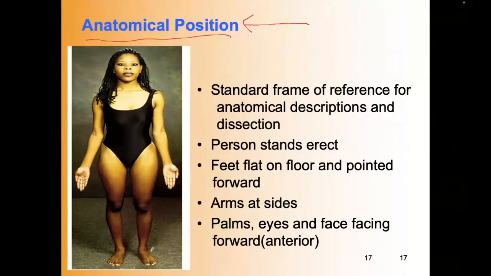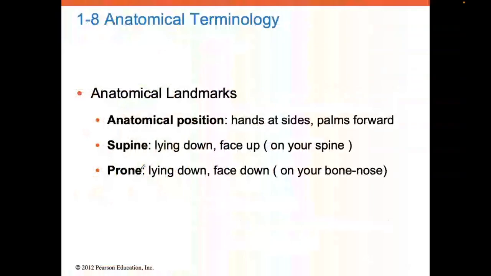See how she's standing with her feet flat on the floor. She's standing tall and erect, facing forward, and the palms are facing forward, also known as anterior. What we don't see on her, what would be on the back side, is the posterior. So anterior and posterior are opposites. What we see right here is anterior. So this is your anatomical position. In anatomical position, the hands are at the sides, the palms are facing forward.